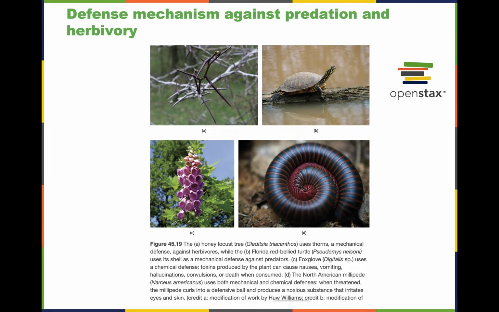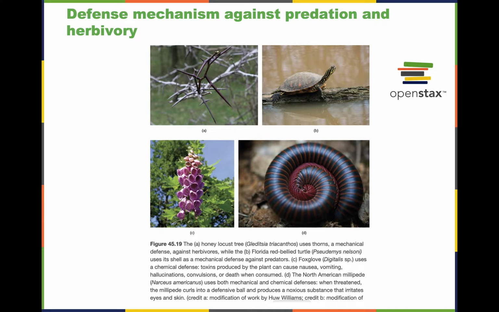And you can see these evolutionary adaptations here. In terms of plants, you can see the reason some plants grow thorns is because that's a mechanical defense for these plants, and it protects them against herbivores. The red-bellied turtle that you see, its shell is a mechanical defense system again. So it can just go and hide in its shell when things get rough.